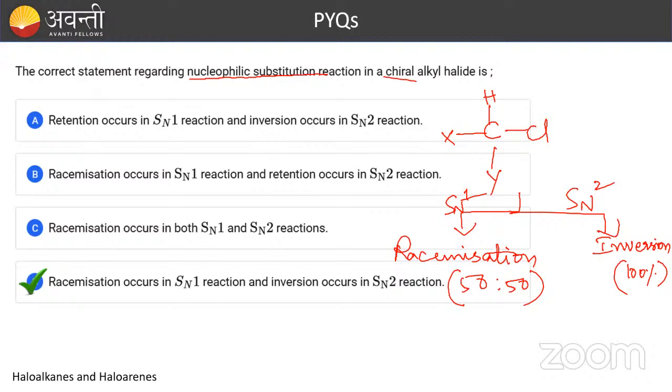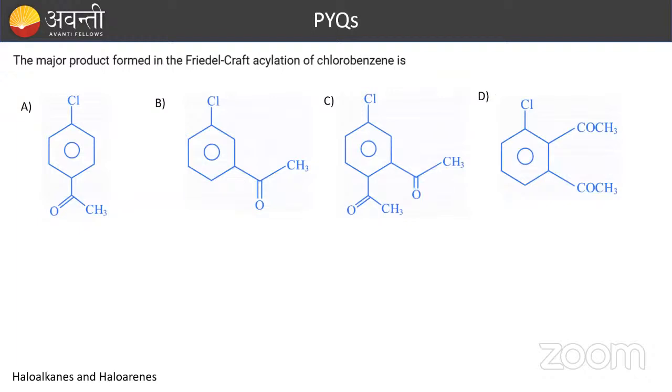The major product formed in the Friedel-Crafts acylation of chlorobenzene is... Yesterday only we have seen this, no? Under electrophilic substitution reaction, I have taught. So we have the chlorobenzene, and this should undergo Friedel-Crafts acylation.